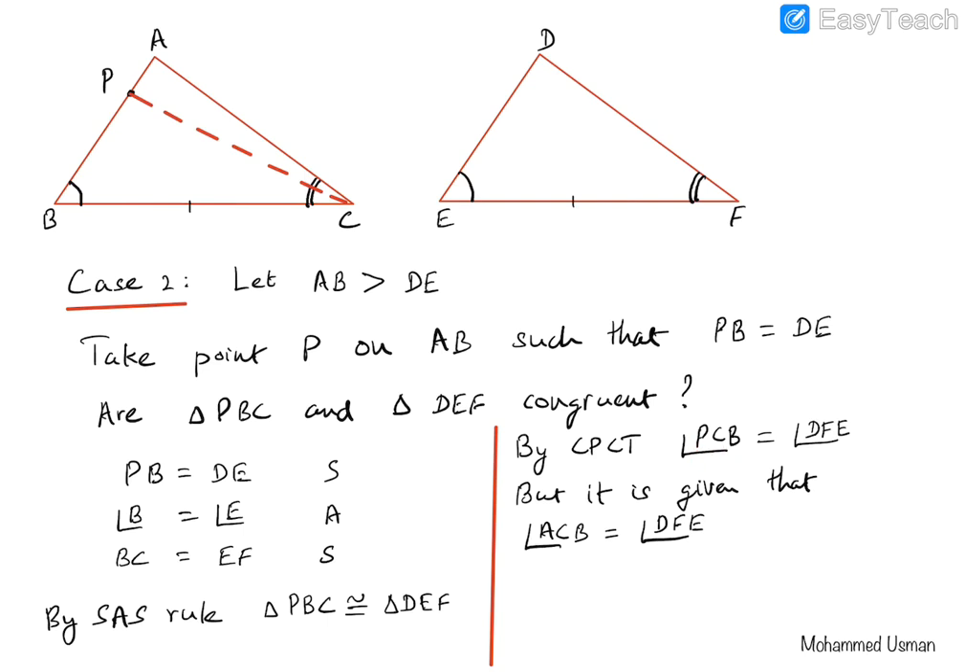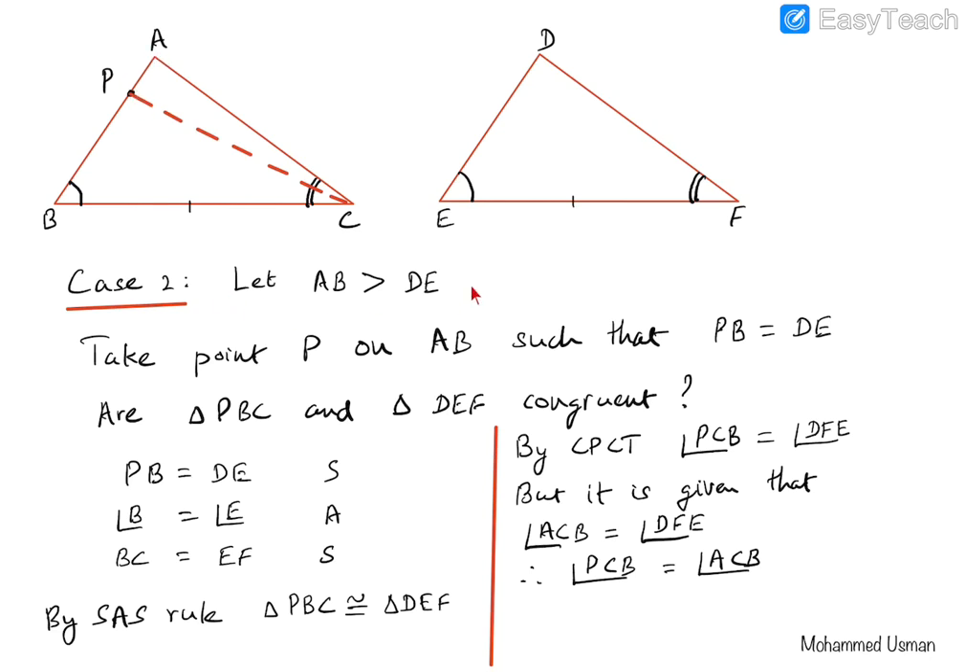One says that angle PCB equals DFE, and the other, the given condition where we started off, says that angle ACB is equal to DFE. So how can PCB and ACB both be equal to DFE? If they are both equal to DFE, that means the angles PCB and ACB are also equal. So therefore angle PCB equals angle ACB. This can be true only when the point P coincides with A.